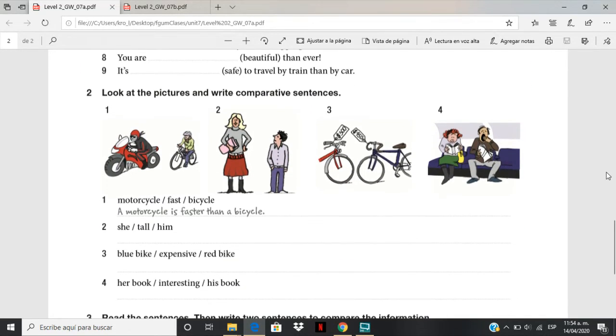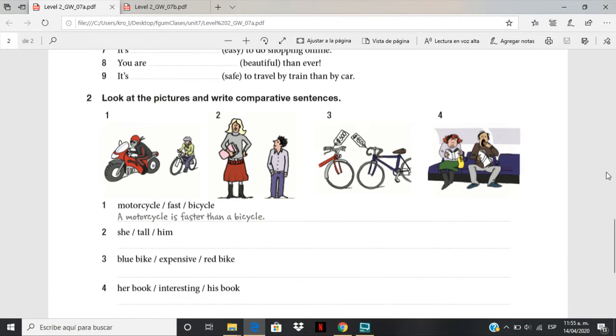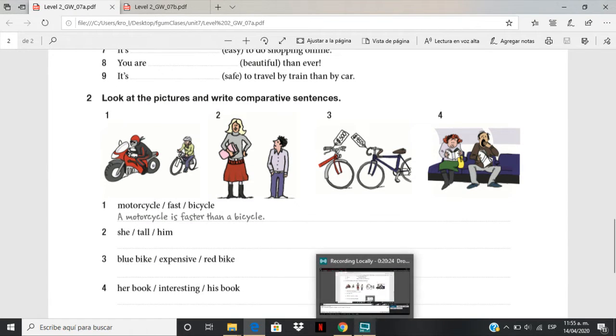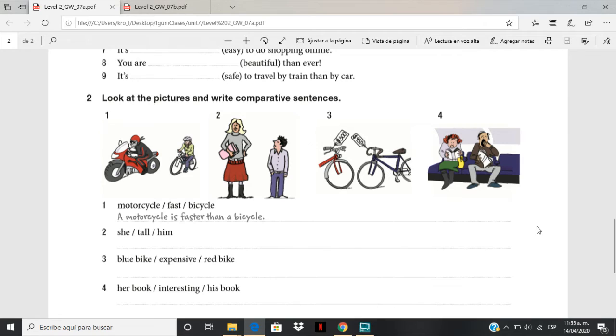Now look at these pictures here. There are 4 pictures. Try to make the comparative sentences. Here you already have the prompts. Yes. A motorcycle is faster than a bicycle for picture 1. What about for pictures 2, 3, and 4? We have the first subject, she. We have the adjective and the other subject, him.